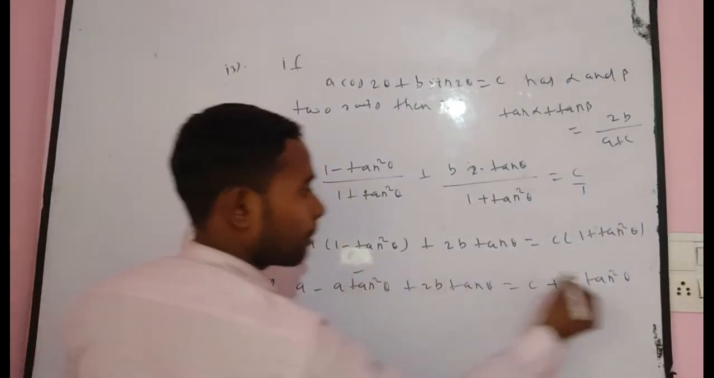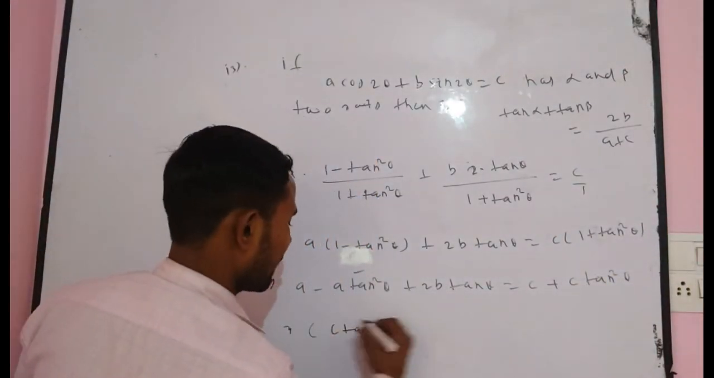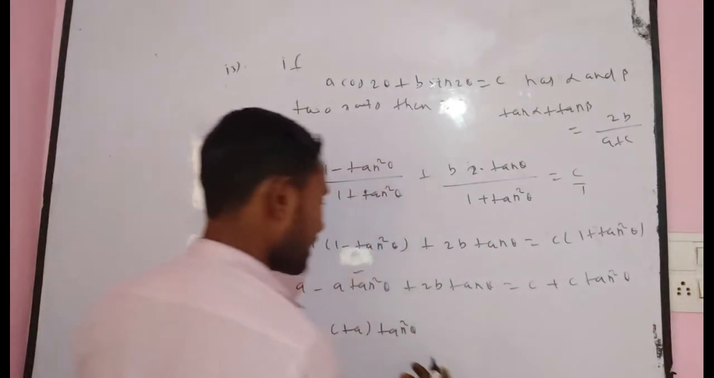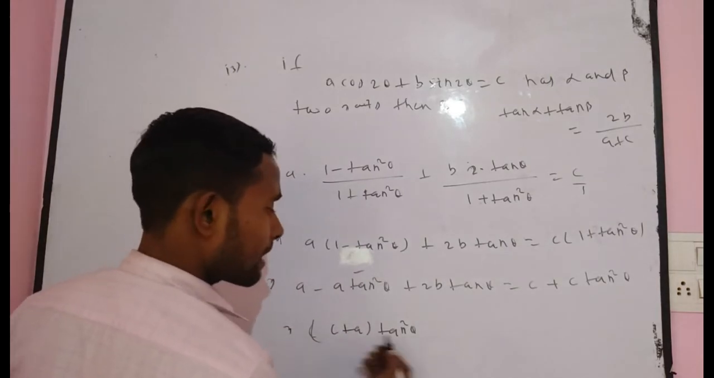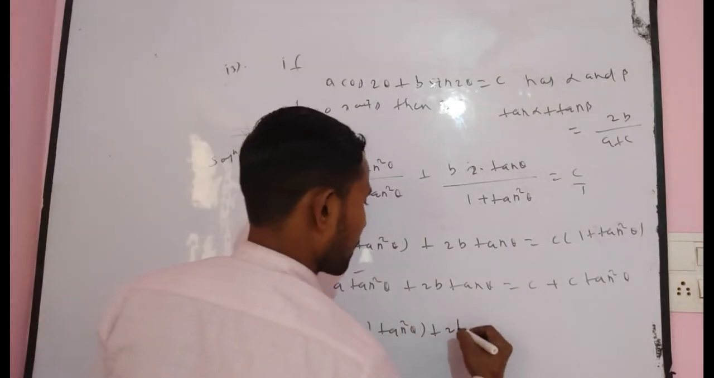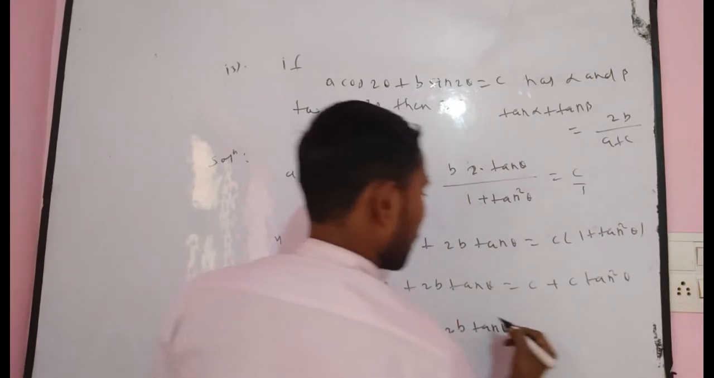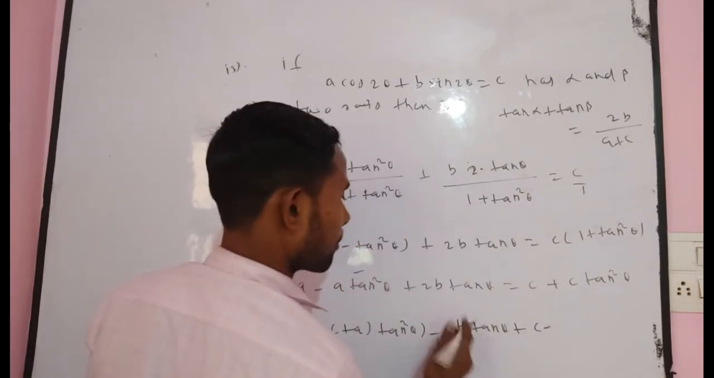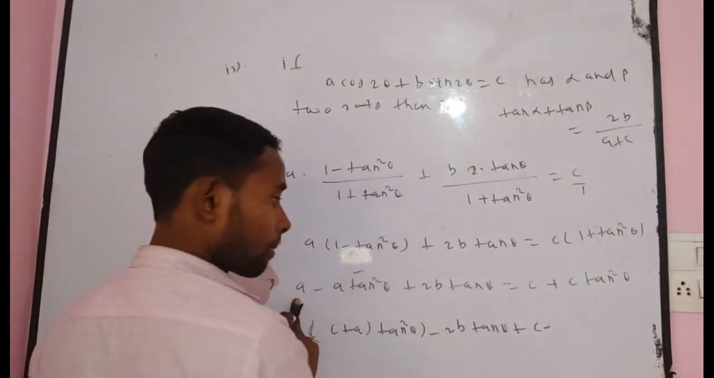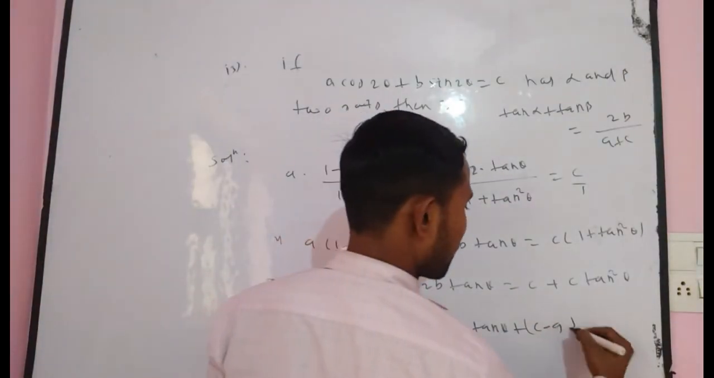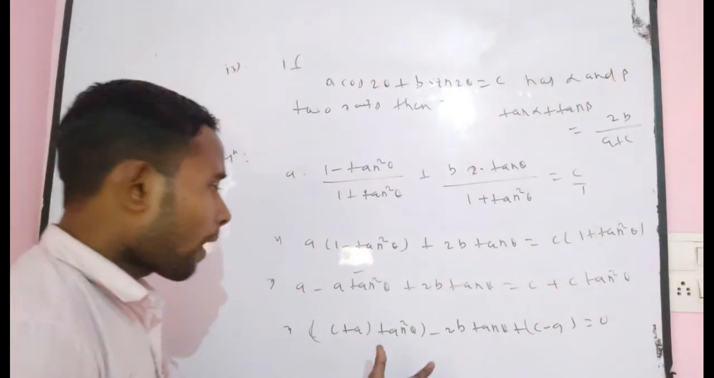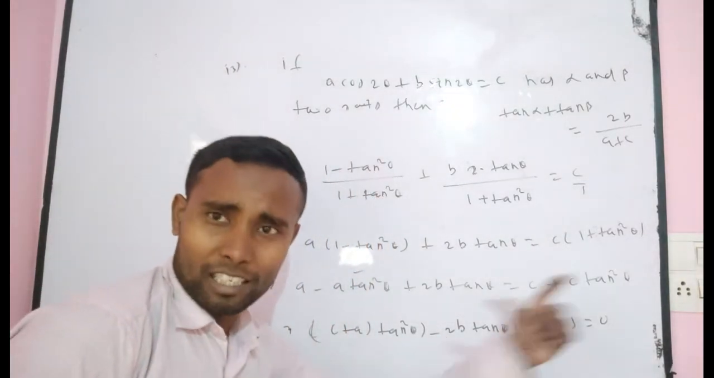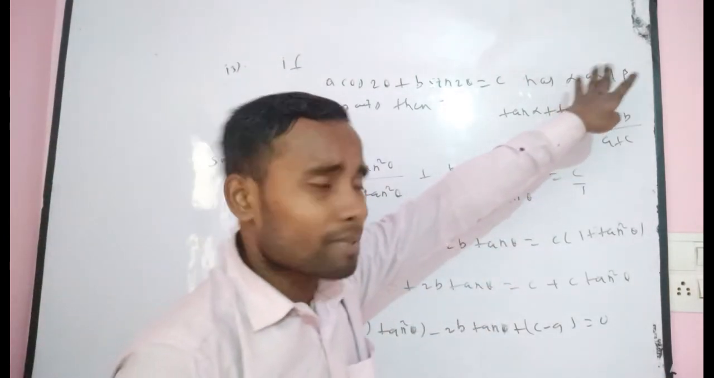Taking the terms to the RHS, you can take tan square theta common in both terms. You get c plus a tan square theta. After taking the LHS towards the RHS, you get (c plus a) tan square theta plus 2b tan theta, and the constant becomes c minus c. Here it will be minus because it goes to the RHS and becomes negative. So it can be written as c minus c, which will be 0. This is the required quadratic equation in tan theta, whose roots become tan alpha and tan beta.